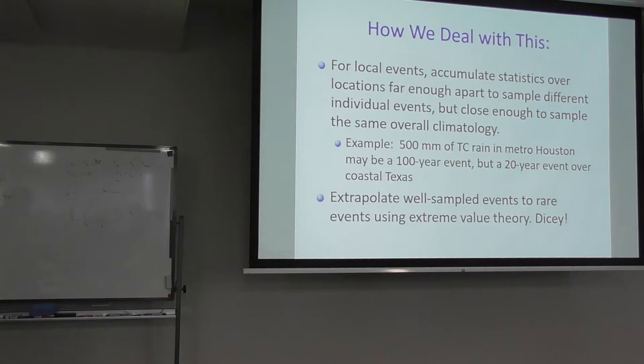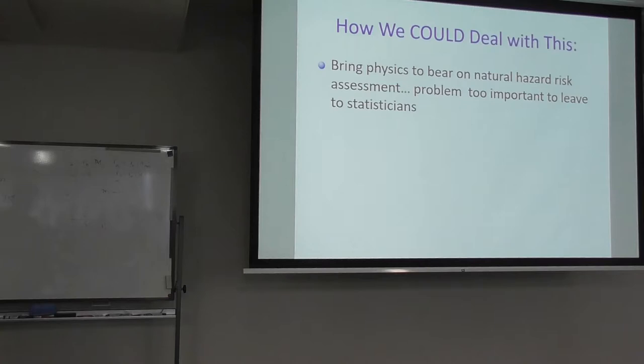But how we could deal with this is to bring what we understand about tropical cyclone physics to bear on this risk. That's my most important message to you. I'm going to talk about how I do that. That's just one example. That's not something I'm necessarily advocating you do. But you might be interested in the more general problem of how do we bring physics modeling, if you will, physical modeling, to bear on this really important problem of natural hazard risk.